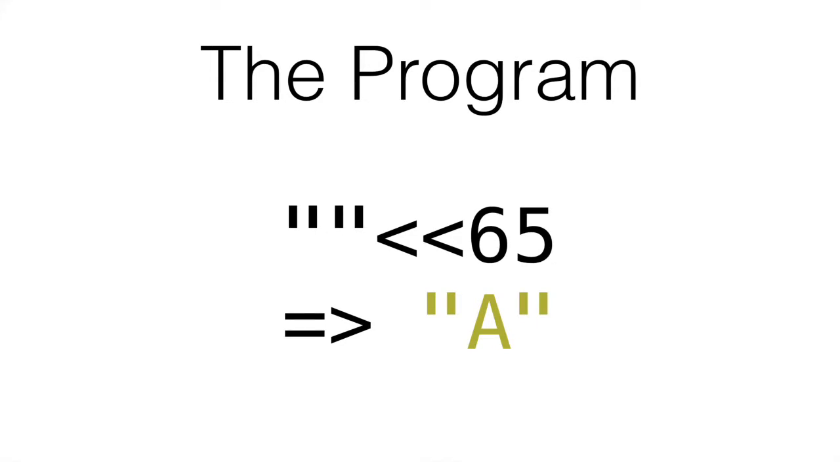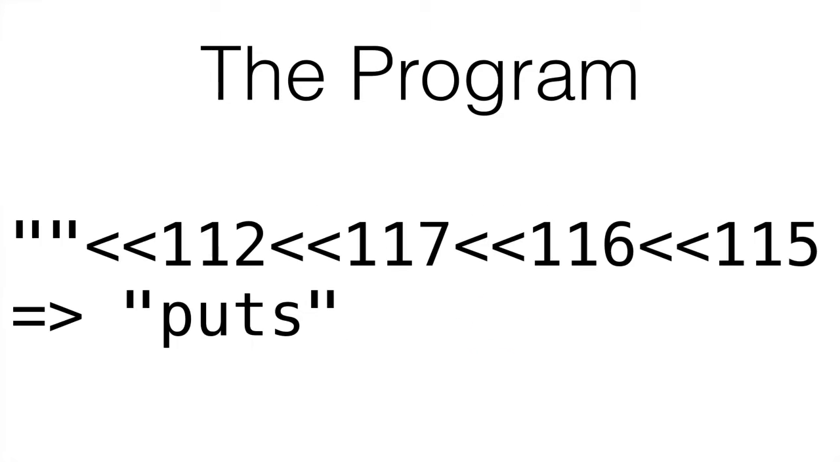The first thing to know is that in Ruby, if you have an empty string and you shovel a number into it, it will convert that number to the corresponding character and add that to the string. So for example, if you shovel the number 65 into a string, the capital letter A, its character code is 65, and so the capital letter A will be added to the string. So if we take these numbers and shovel them onto a string in that order, we'll get puts, because those are the character codes that correspond to PUTS.